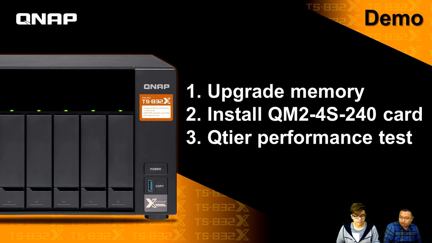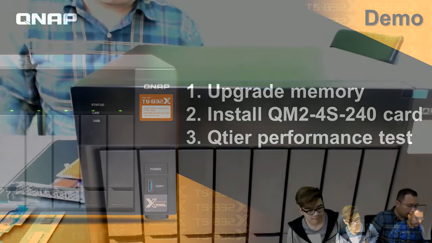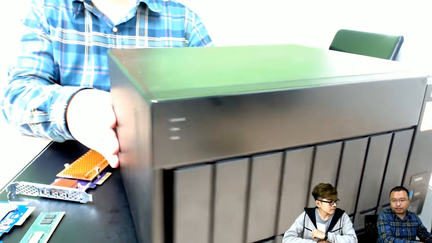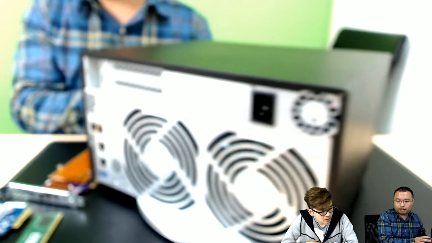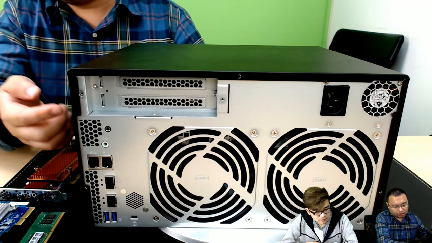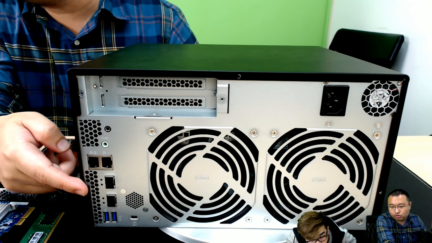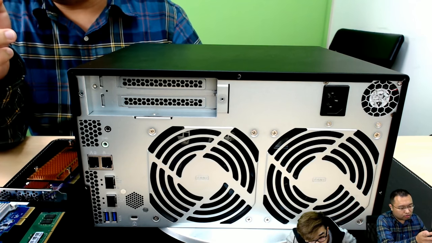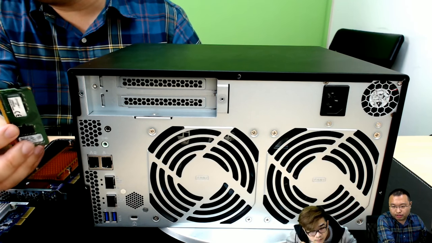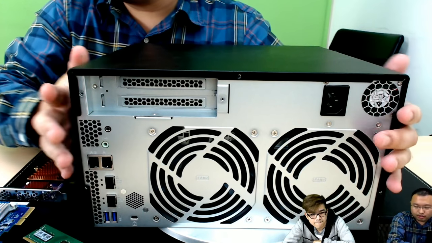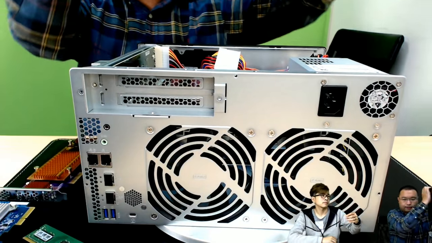Here I have a prepared TS-832X on the table. You will see the front and side. Here you will see the TS-832X label. On the back you'll also see the dual PCIe slots plus the gigabit and 10G LAN ports. To upgrade the memory, I have a memory module here. It's very easy. Just remove the screws on the back, and you can lift up the cover easily.